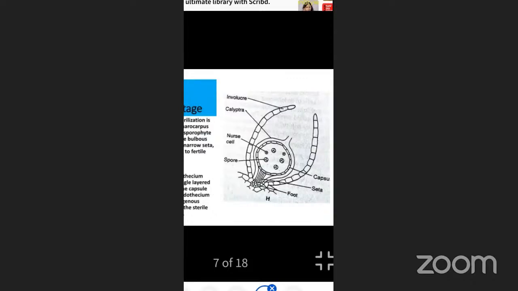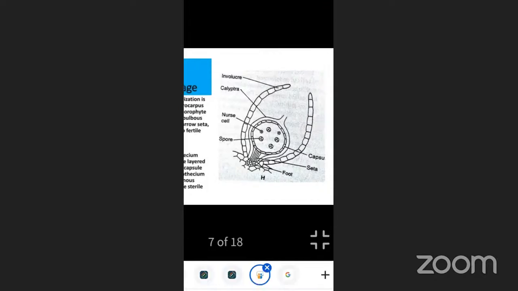So these sporogenous tissues became the archesporium, we call that. Half of the archesporium develops as sterile cells, which develop as pseudoelaters. Half of the archesporium cells develop as pseudoelaters, and the remaining half of the archesporium develops as spore mother cells. Clear? Okay. Yes, sir.